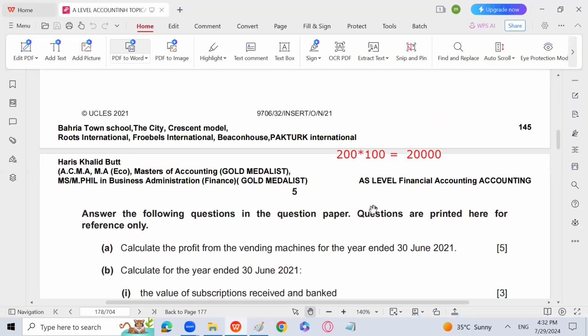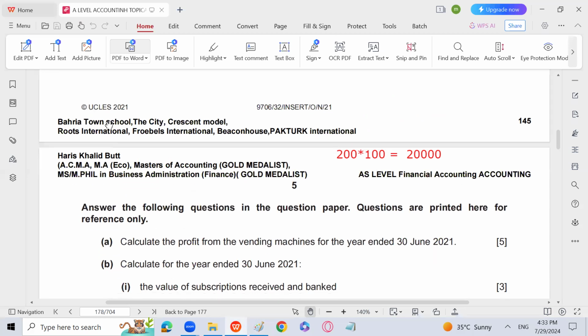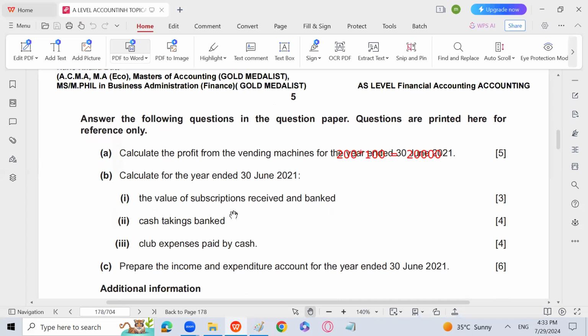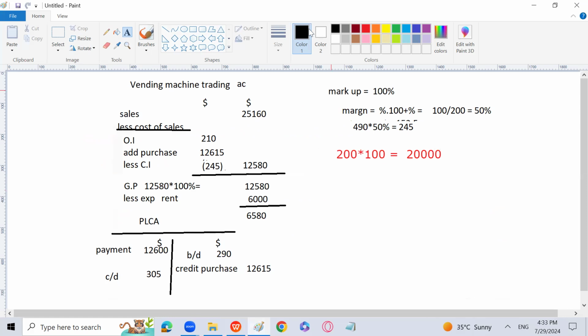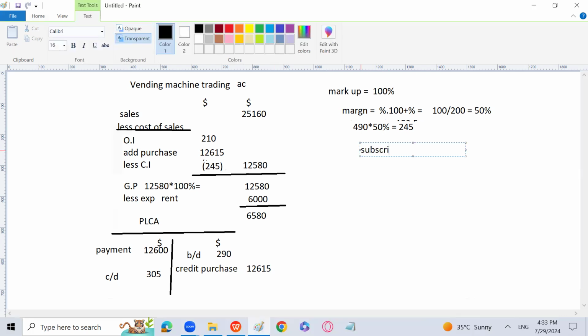But let's see, calculate the profit for the year. Next is the value of subscription received and banked. So you need to calculate the value of subscription received and banked. For that, you must know that the subscription is already given, which is 20,000. But for the cash figure, you need to prepare the subscription account. Let's prepare the subscription account to find the subscription received amount.